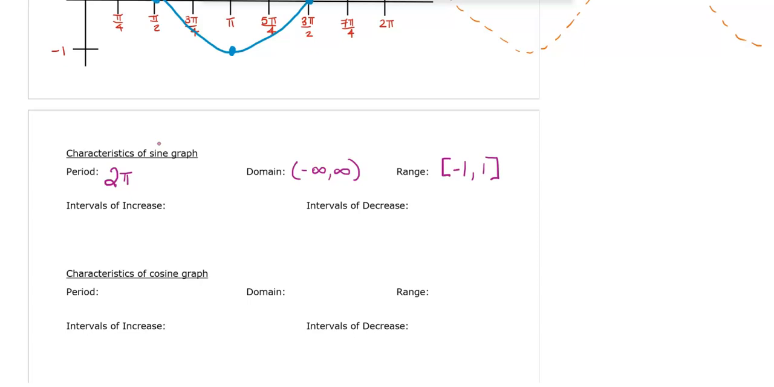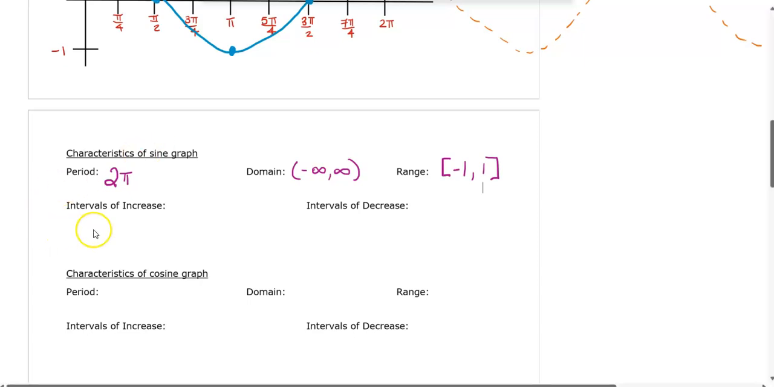Now, keep in mind that here I've got the square brackets on that right here because that's going to include the -1 and 1. I'm not using parentheses because parentheses means it does not include it. But sine is equal to 1 and -1 in multiple places. So it needs to include it.